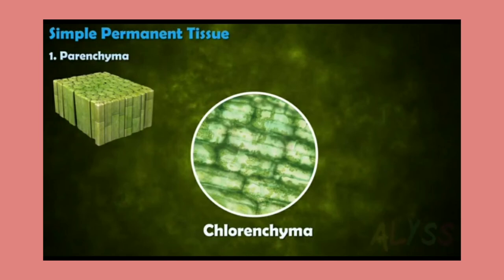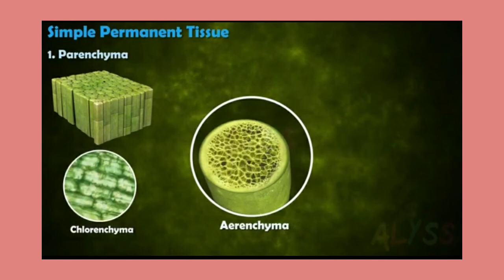These parenchyma are subdivided into chlorenchyma and aerenchyma. Chlorenchyma is present in the leaves and performs photosynthesis. Whereas aerenchyma helps aquatic plants, leaves and stems to float.